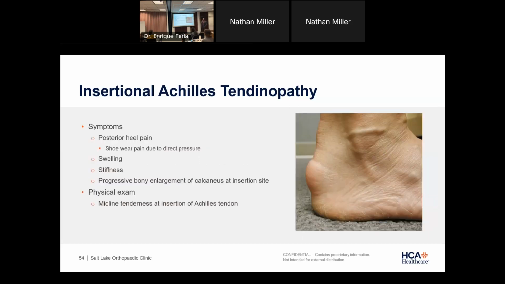Patients present with pain on the backside of their heel. They'll oftentimes have this little bump, and that's from the thickening of the tendon as well as the calcifications, and that over time can definitely get bigger in size. They'll complain about swelling and stiffness. On exam, they'll be tender right over where that bump is.